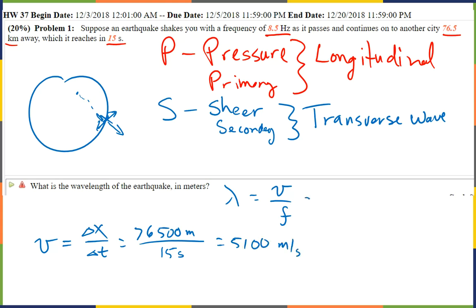Then put that in here. Really, 5,100? Yeah. Okay. Over the frequency of 8.5 hertz, and you get 600 meters. 600 meters. That's a long wavelength, isn't it?